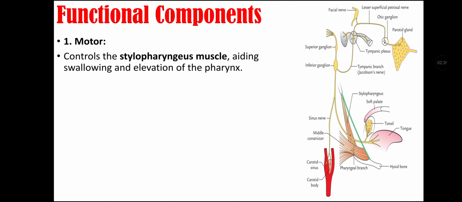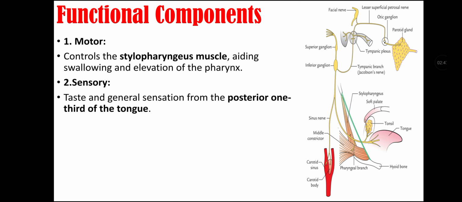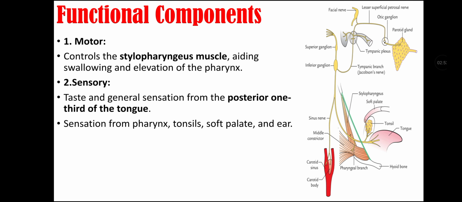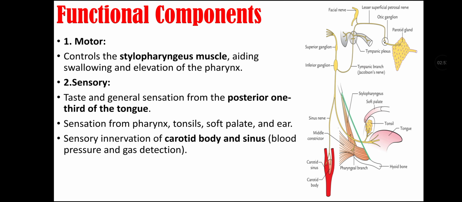Functional components of glossopharyngeal nerve. First, it has motor component that controls stylopharyngeus muscle that aids in swallowing and elevation of pharynx. Second component is sensory component that gives taste and general sensation from posterior one-third of the tongue, and also sensation from pharynx, tonsils, soft palate and ear. And also it gives sensory innervation of carotid body and sinus for blood pressure and gas detection.